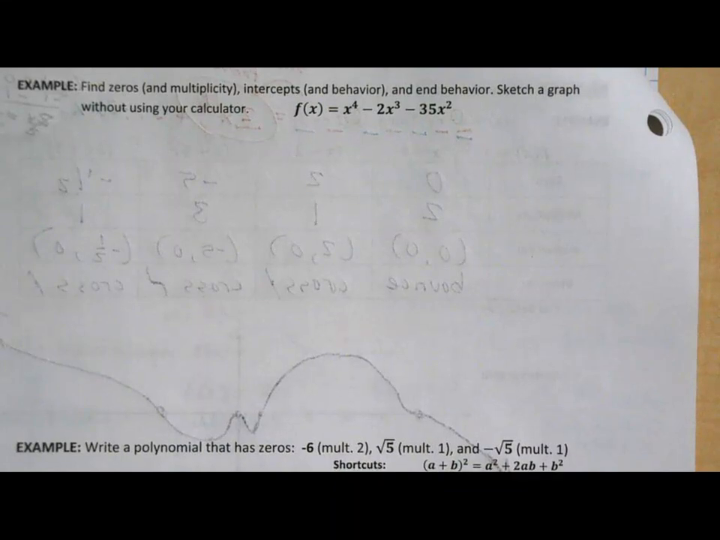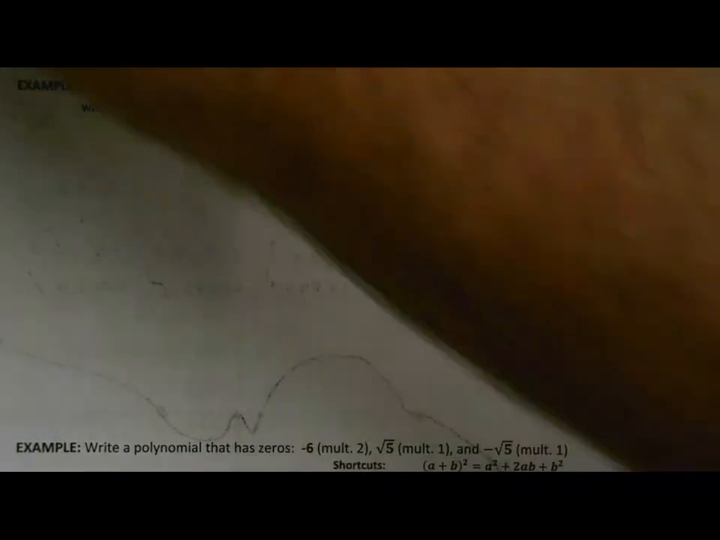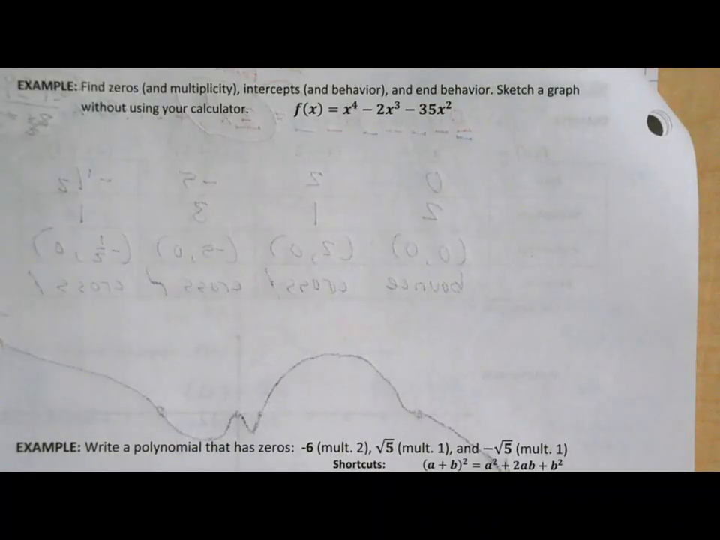Okay, we're going to do the same thing again, except this one is not factored for us, so we're going to have to use our factoring skills. This is why I've been pushing the whole factoring quiz thing.